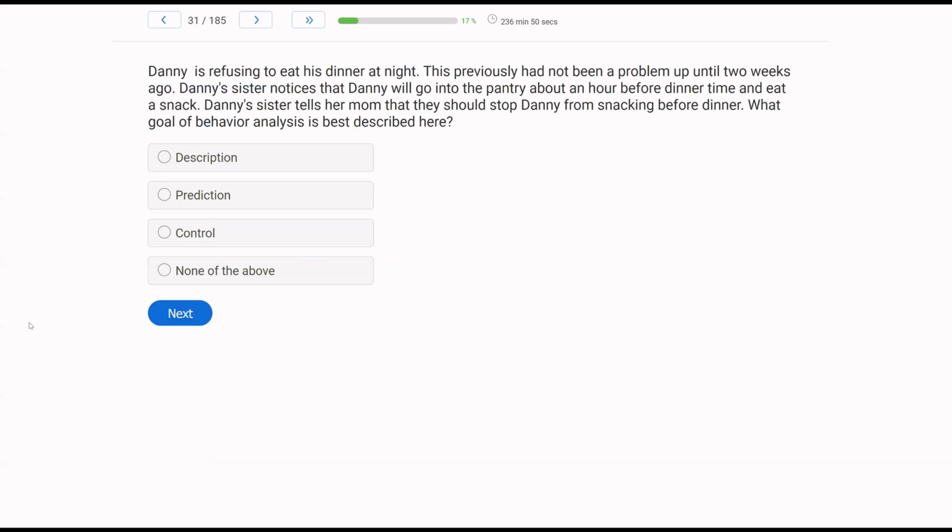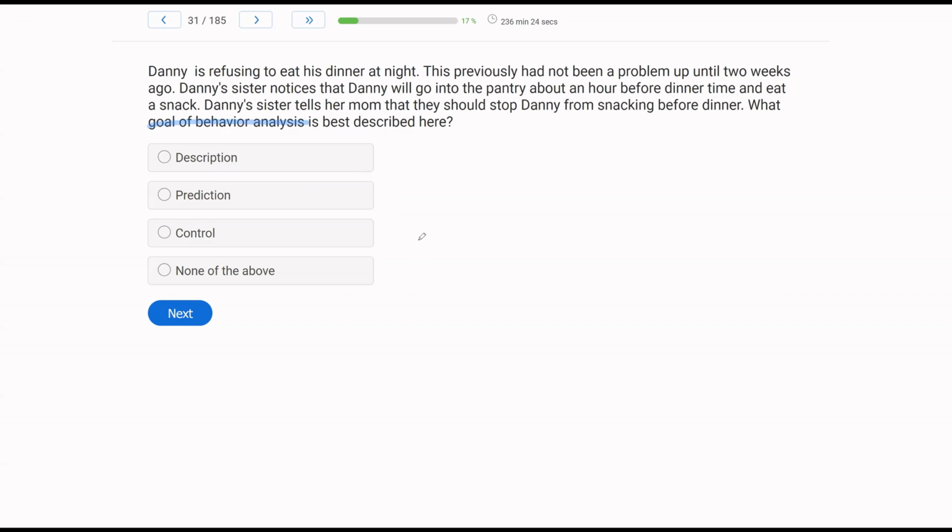Danny is refusing to eat his dinner at night. This previously had not been a problem up until 2 weeks ago. Danny's sister notices that Danny will go into the pantry about an hour before dinner time and eat a snack. Danny's sister tells her mom that they should stop Danny from snacking before dinner. What goal of behavior analysis is best described here? So we have a goal of behavior analysis questions. And our three goals are description, prediction, and control.